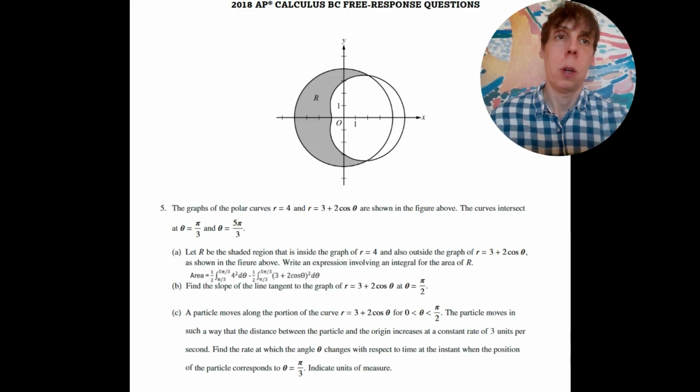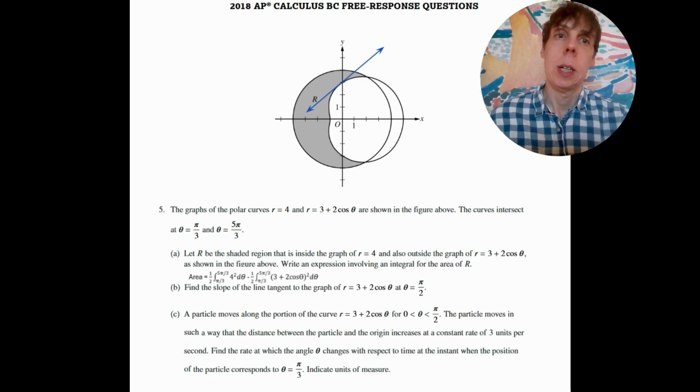Moving on to part B, the question asks for the slope of the tangent line to the cardioid at pi over 2. The tangent line at pi over 2 looks something like this. We can see the line is positive and can later use this fact to double check our final answer after we are finished with part B.